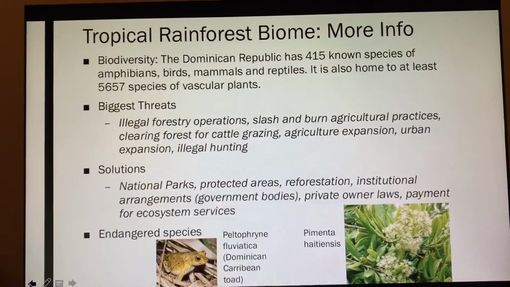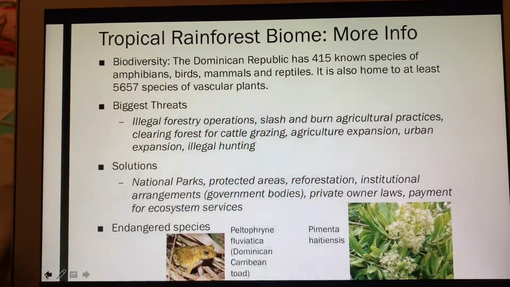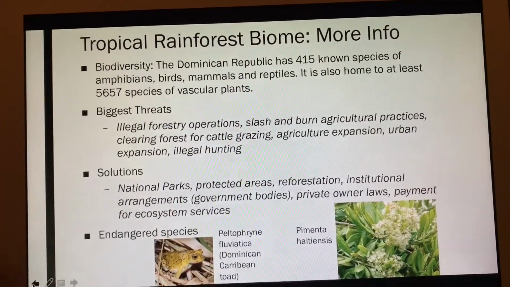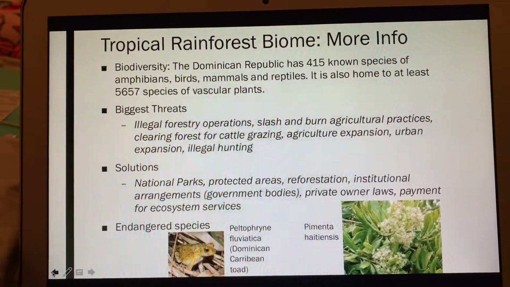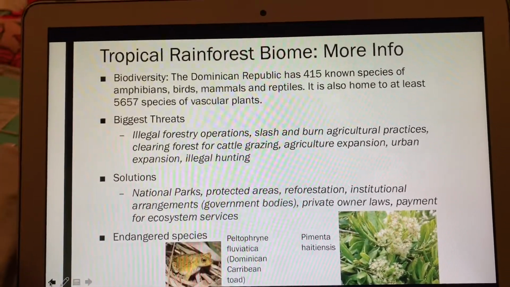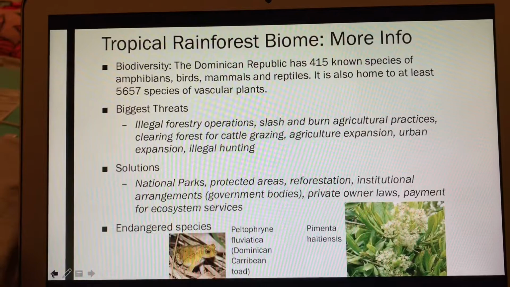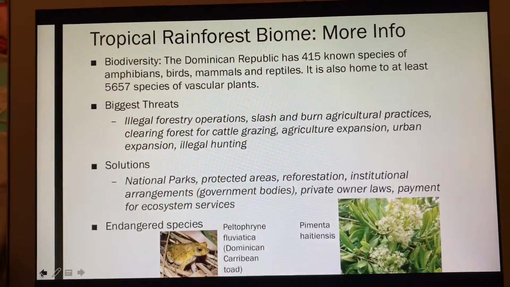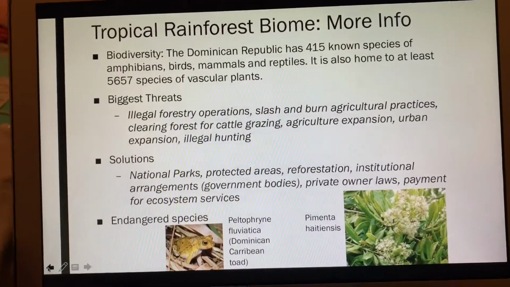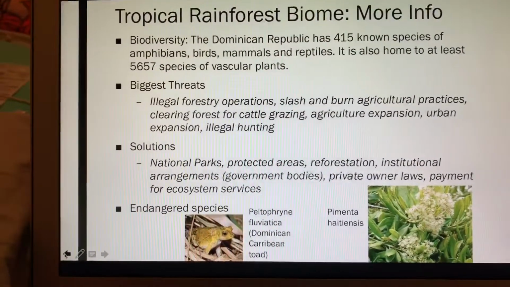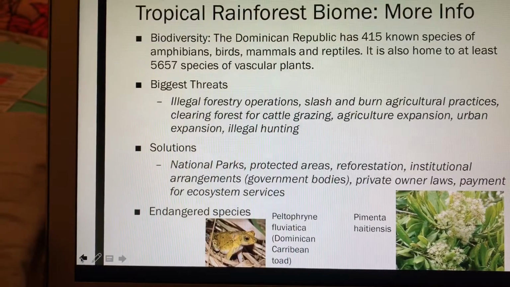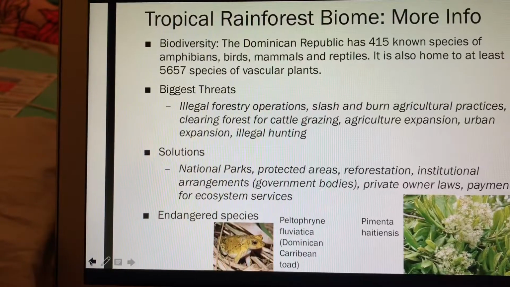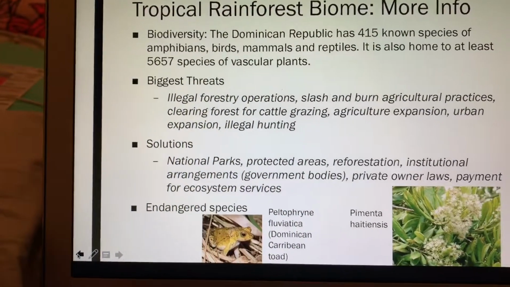The solution to this is that governments have protected areas, national parks, where people can't cut down trees or mess with the environment. Reforestation, so private owners, public owners, and charities will plant trees to reforest what has been deforested. Institutional arrangements, so government bodies such as the Ministry of Environment and Natural Resources are responsible for environmental issues of the Dominican Republic.